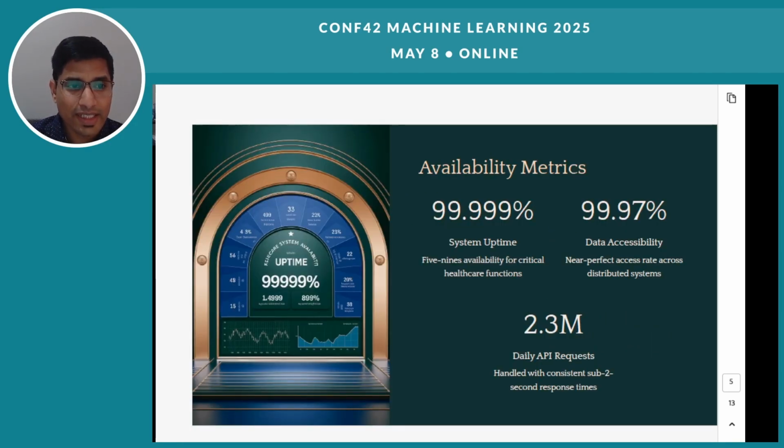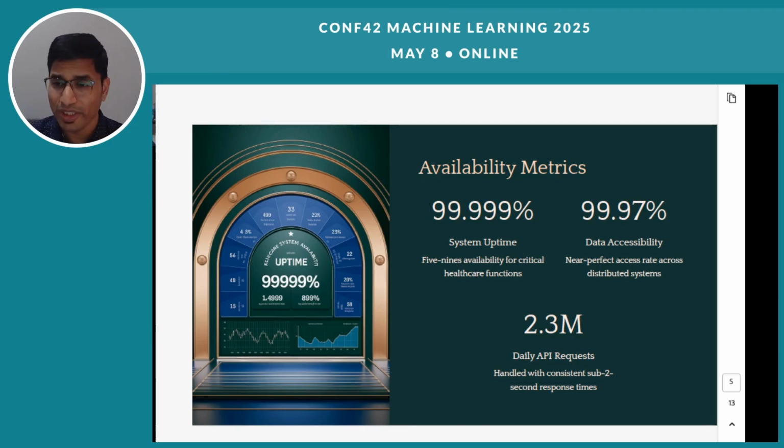This slide explains how high availability and swift accessibility are non-negotiable in healthcare systems. As explained before, the patient's life is at stake, so it is very important to have these systems in place. This slide defines ambitious but achievable targets to ensure system reliability under stress.